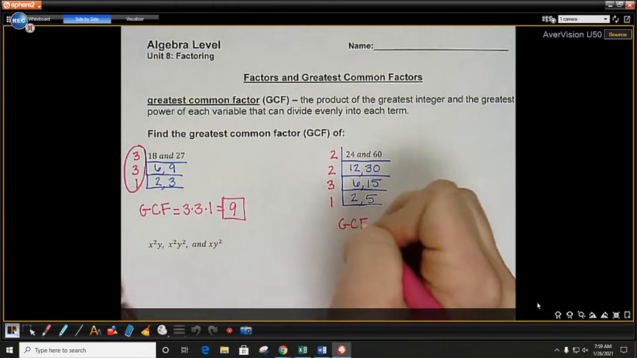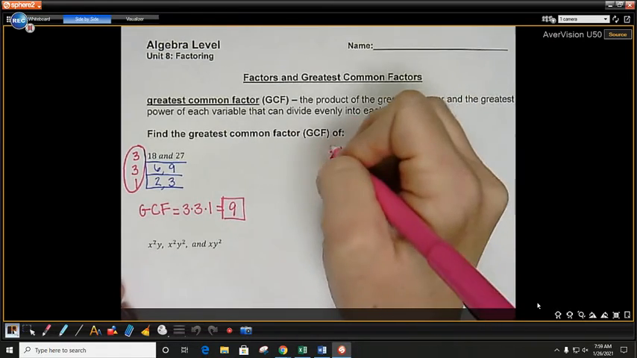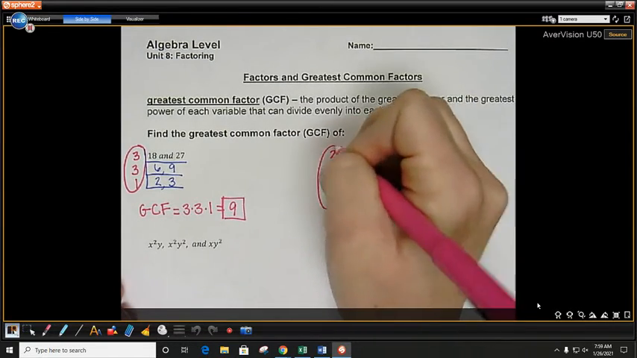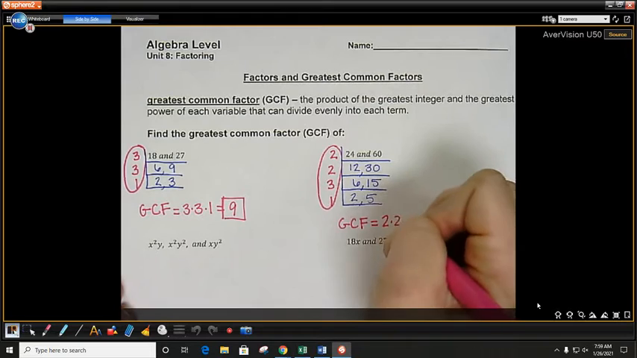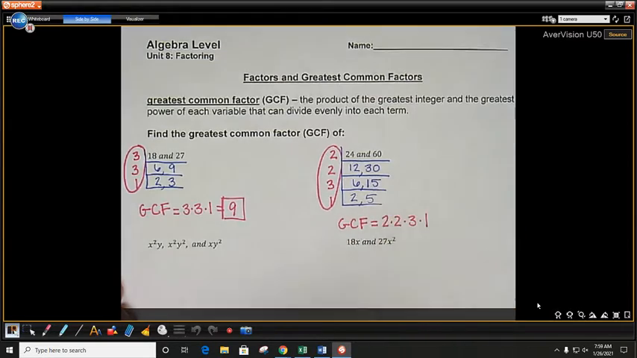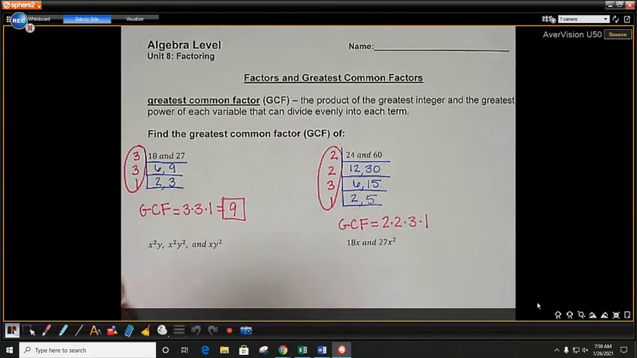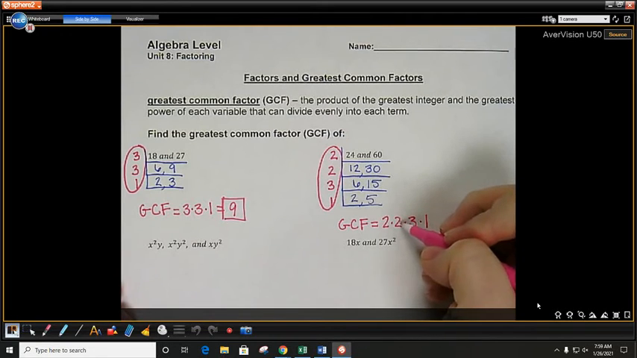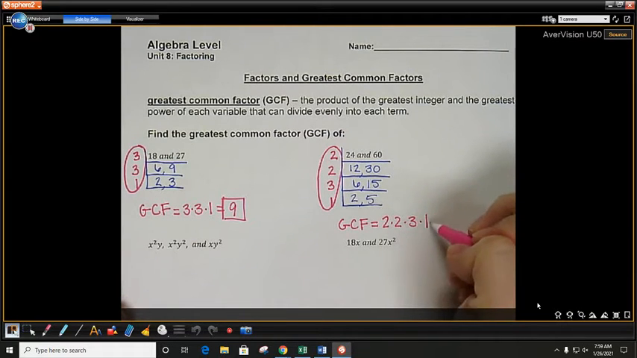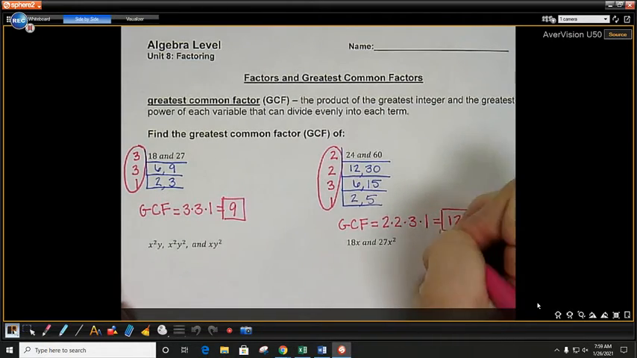So my GCF is the product of all of these common factors I took out. So 2 times 2 times 3 times 1. Okay, 2 times 2 is 4, times 3 is 12, times 1 is 12. So my GCF is 12.